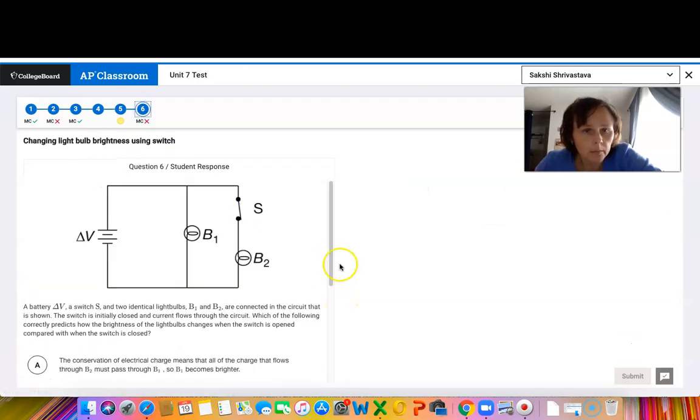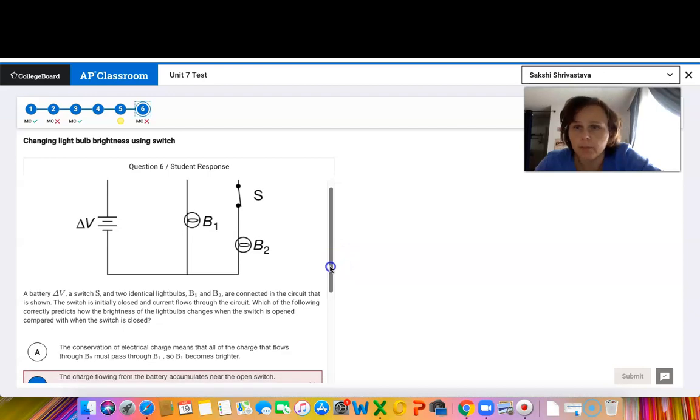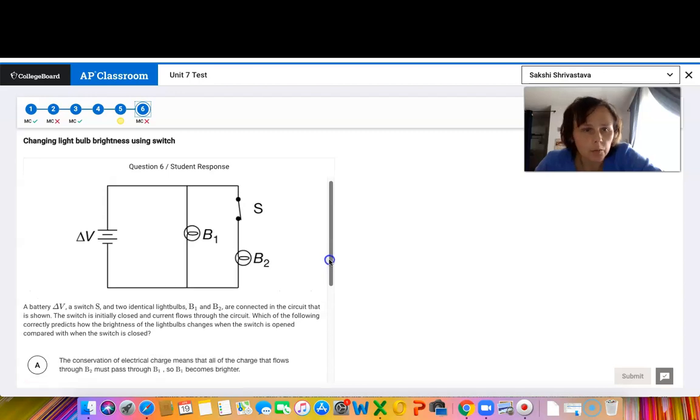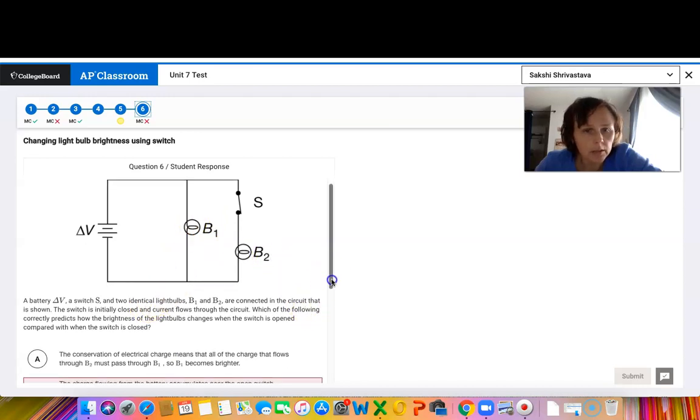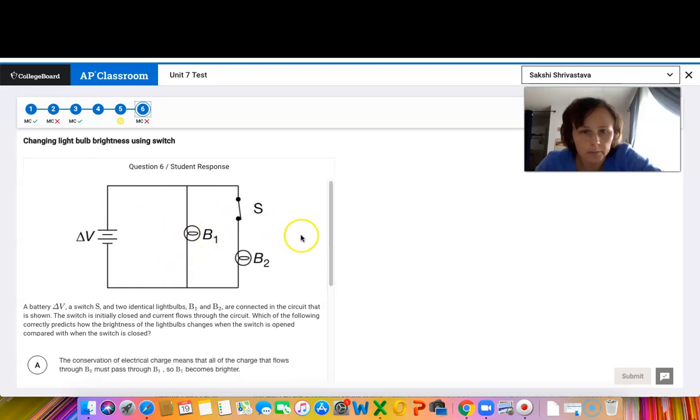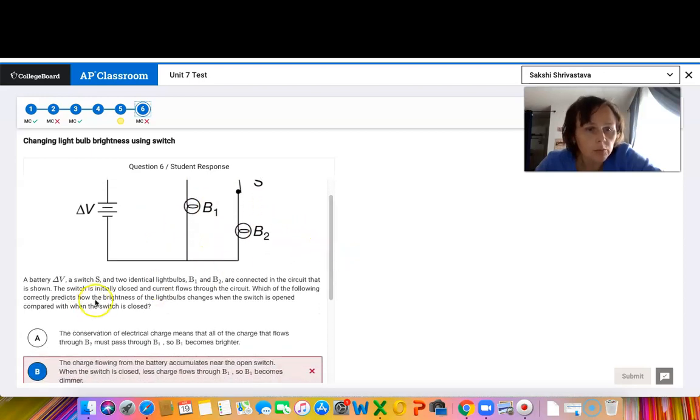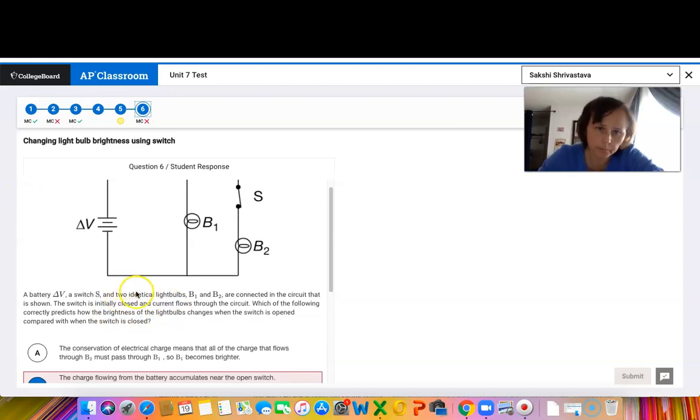Next problem. This is the tricky problem. That's what I think is the trickiest problem in this test. You have a battery, a switch, and 2 identical bulbs, B1 and B2, and they're connected in parallel. The switch is initially closed and current flows through the circuit. Which of the following correctly predicts how the brightness of the light bulbs changes when the switch is opened compared with when the switch is closed?